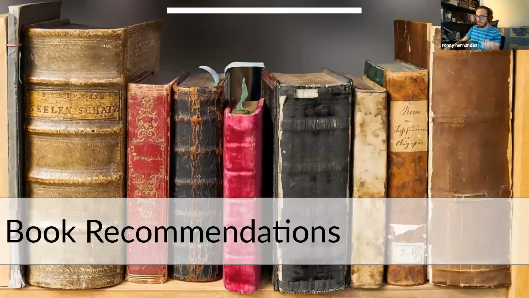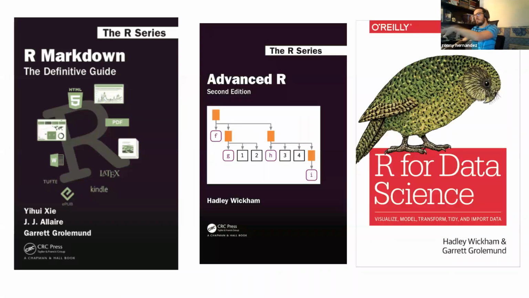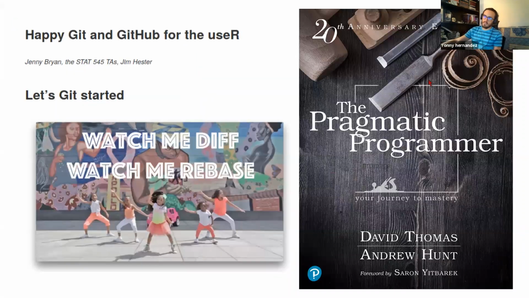And I have some book recommendations if you want to dig deeper on these topics that I have been talking about: R Markdown, Advanced R. And this one is pretty good if you want to learn Git: Happy Git with GitHub for the user. It is from Jenny Bryan and Jim Hester. And another book that I like a lot, it is not too technical, but it's about how to be a better programmer. What are the habits that you need to have to be a better programmer?